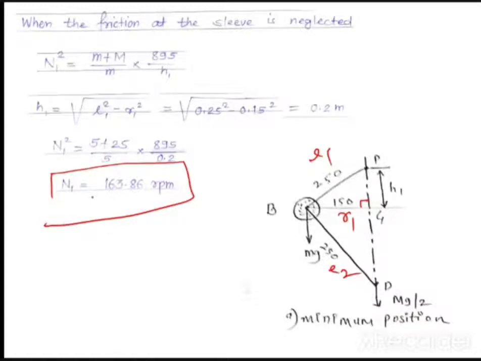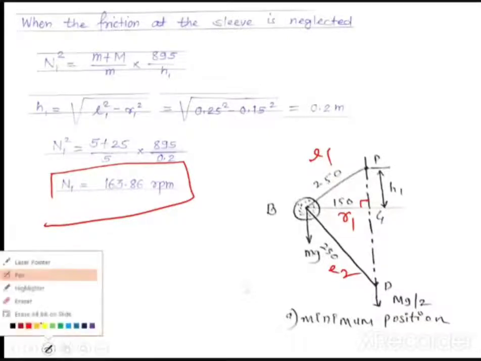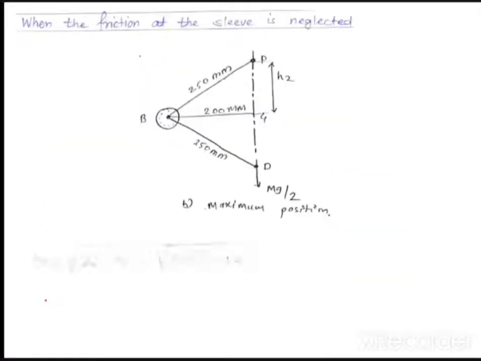Okay, so this is very simple, not so difficult here. Next, now friction, case number 2, maximum position. For maximum position, first of all, what do you have to find out? Find out H1, H2. What is H2? L1 square minus R2 square.